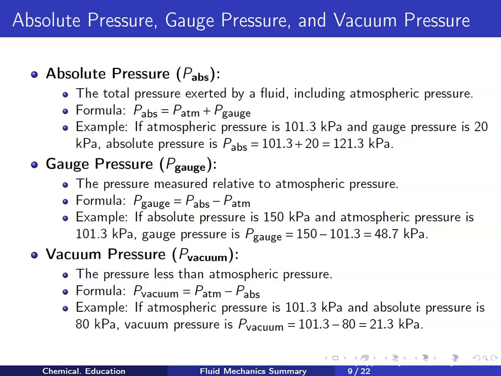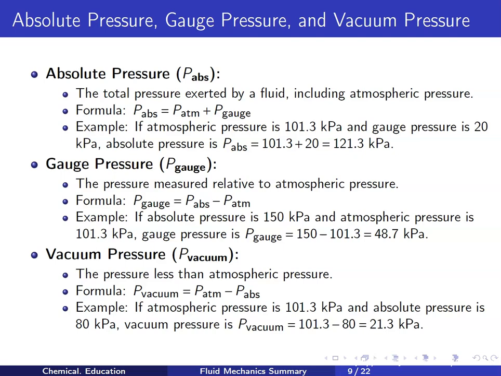Gauge pressure, the pressure measured relative to the atmospheric pressure, means above atmospheric pressure is actually gauge pressure. The formula is here P gauge is equal to P absolute minus P atm. Example, if absolute pressure is 150 kilopascal and atmospheric pressure is 101.3 kilopascal, so gauge pressure P gauge is 150 minus 101.3, that is 48.7 kilopascal.